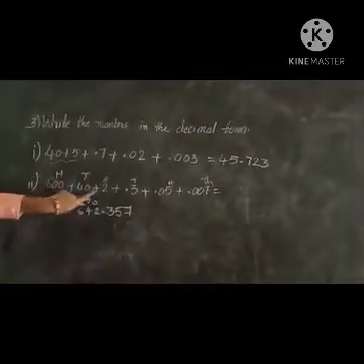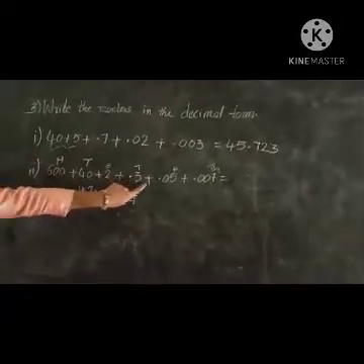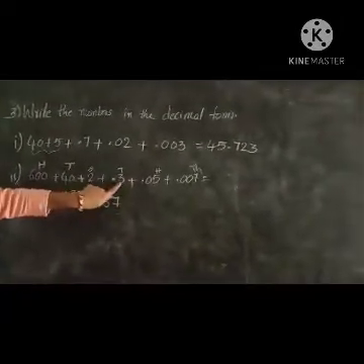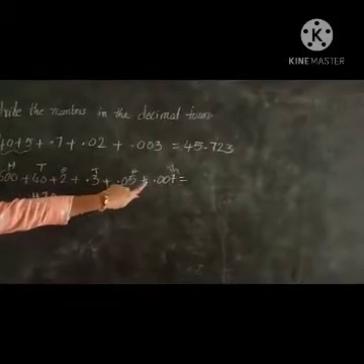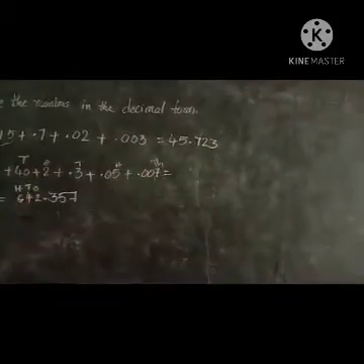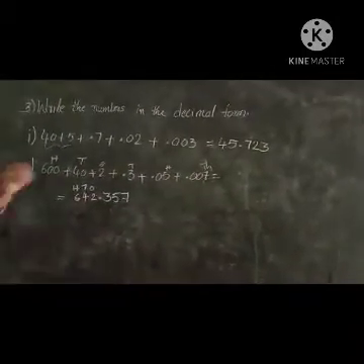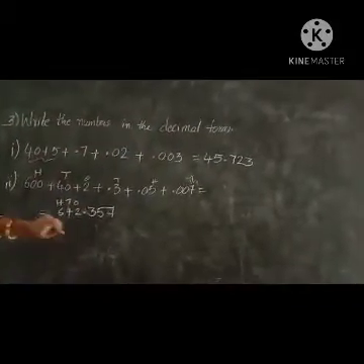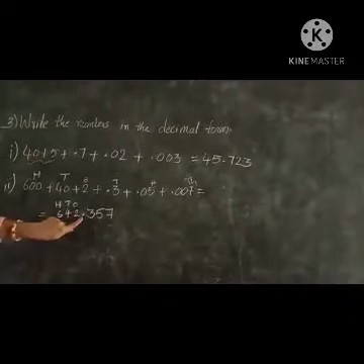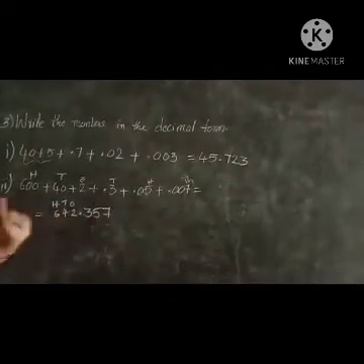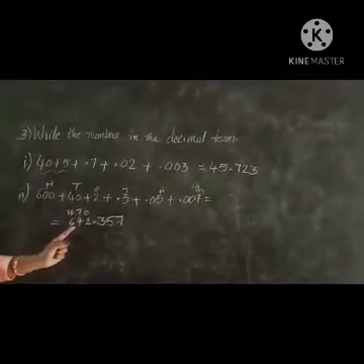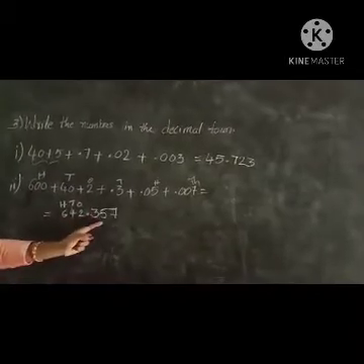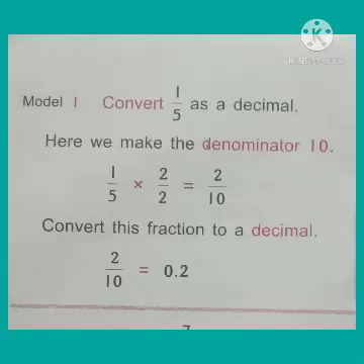What is the question here, children? 600 plus 40 plus 2 plus 0.3 plus 0.05 plus 0.007. We have to write this number into the decimal form. Okay. Now see here. 642.357. What is the number here? 642.357.